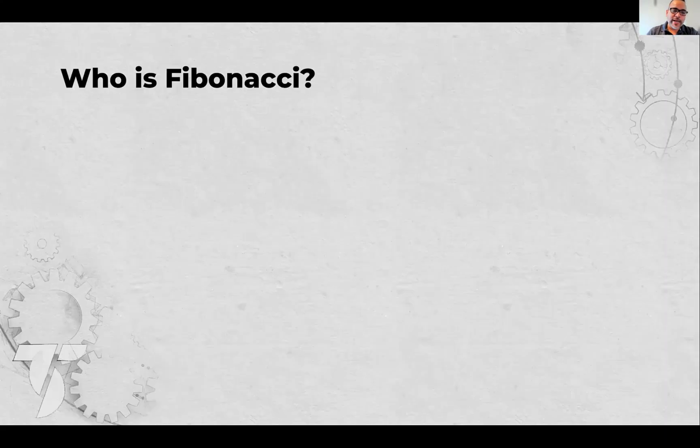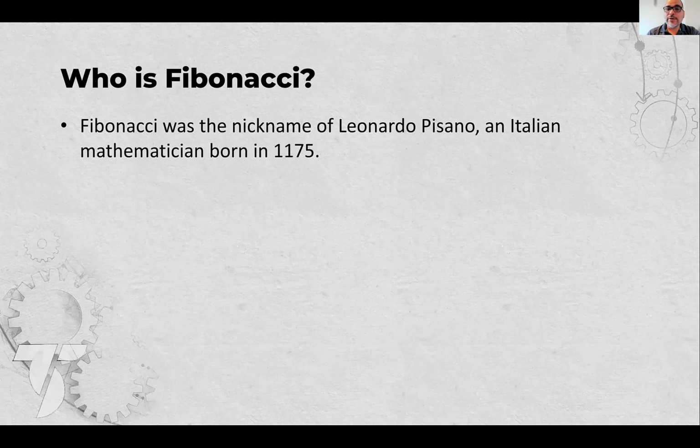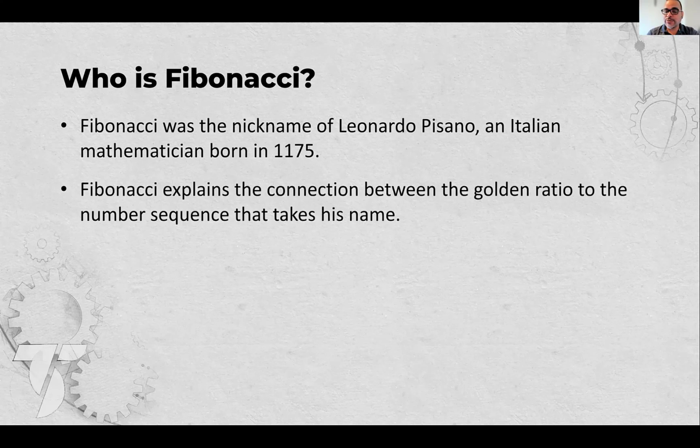Who is Fibonacci? Fibonacci is the nickname of Leonardo Pisano, an Italian mathematician born in 1175. So yeah, Fibonacci, the concept, has been around for centuries. Fibonacci explains the connection between the golden ratio and the number sequence that takes his name.